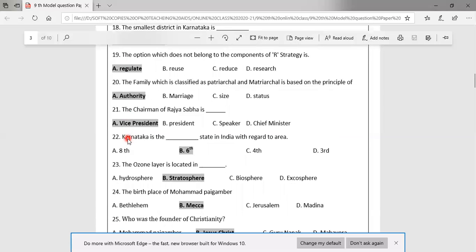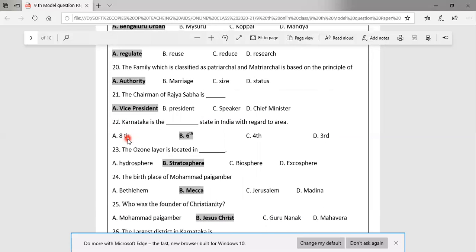21st question is, the chairman of the Rajya Sabha is dash. Option A, vice president. Option B, president. Option C, speaker. Option D, chief minister. Option A, president is the right answer.